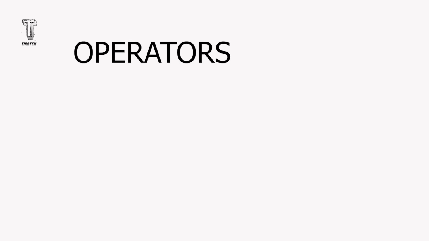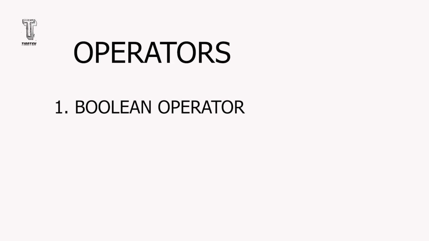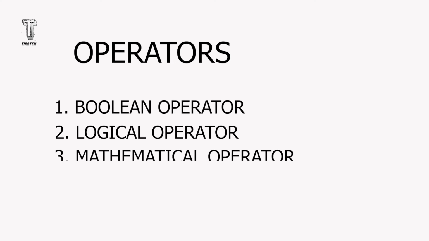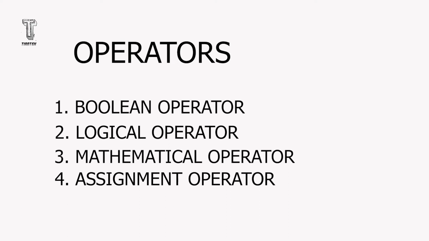Another thing you can work with inside your sketch are the operators. These are commonly used to alter your variables. There are a lot of operators in different programming languages, but there are just 4 that you may use with Arduino. These are the Boolean, logical, mathematical, and assignment operators. Let's take a closer look at each of these to see how they function.